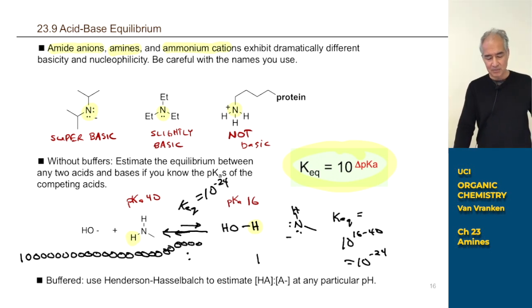So I expect you to be able to use this equation to predict when you dump acids and bases together. I expect you to be able to predict whether that's favorable in the forward or the backward direction. You should be able to figure that out.